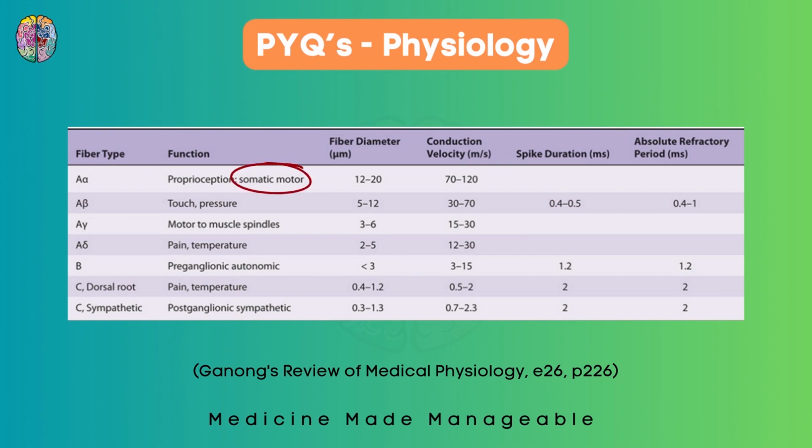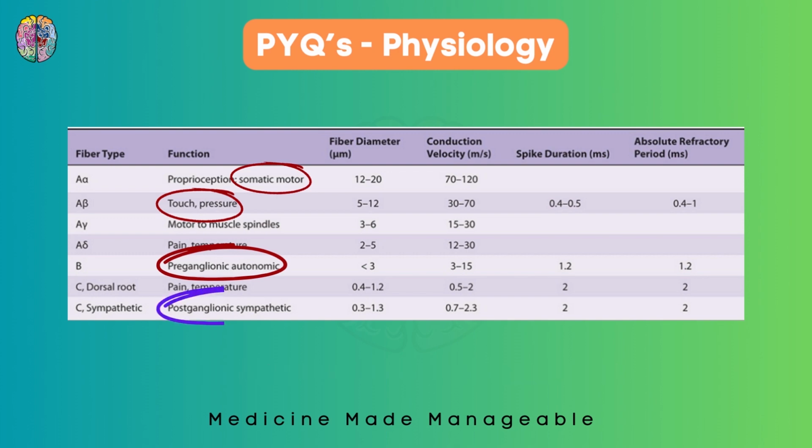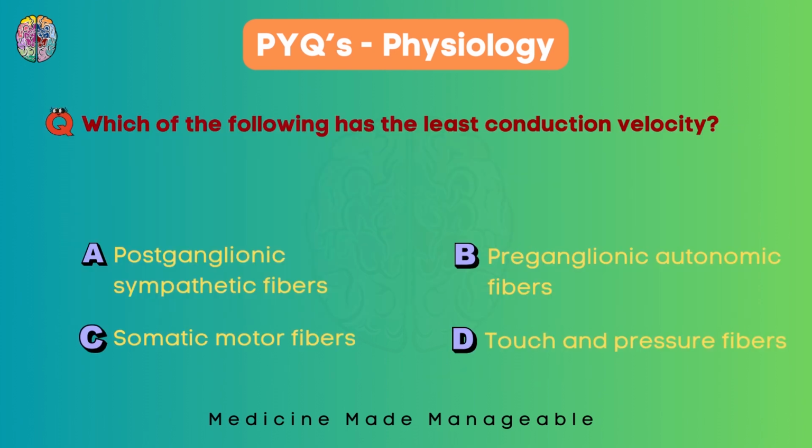So here we have the somatic motor fibers, and as you can see, it has a maximum conduction velocity. Touch and pressure fibers also have a high conduction velocity, and preganglionic autonomic fibers also have a conduction velocity of 3 to 15 meters per second. But if you see, postganglionic sympathetic fibers out of all of these four are the slowest. And this was in our options. So coming back, since the slowest was being asked, our correct answer is option A.